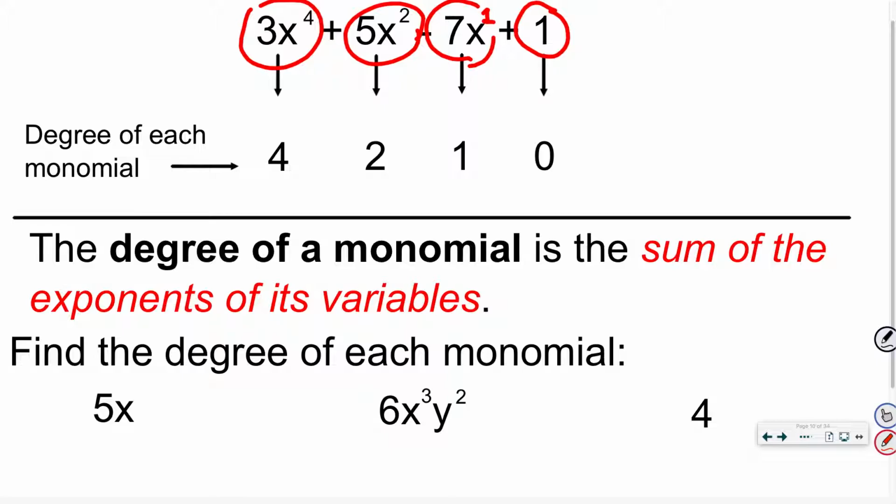So 5x, what would the degree be? 1. Good. How about the number 4? 0. How about this? 2 and 3. 5. So this degree would be 5. Now let's see what that means.